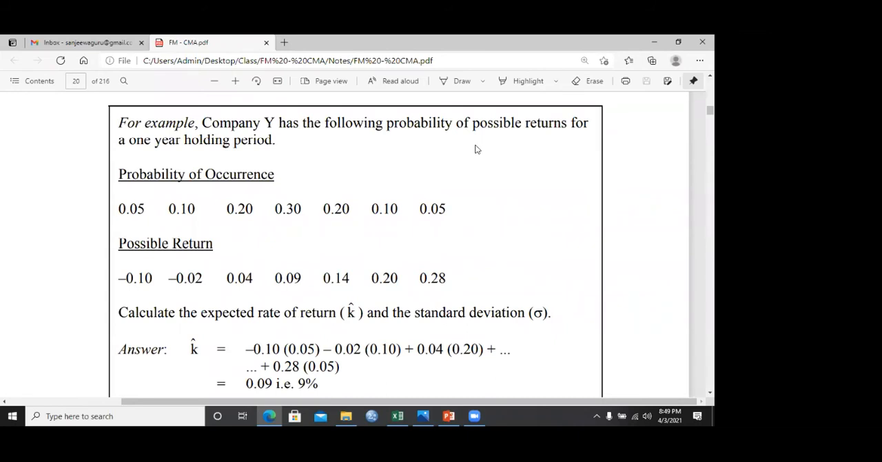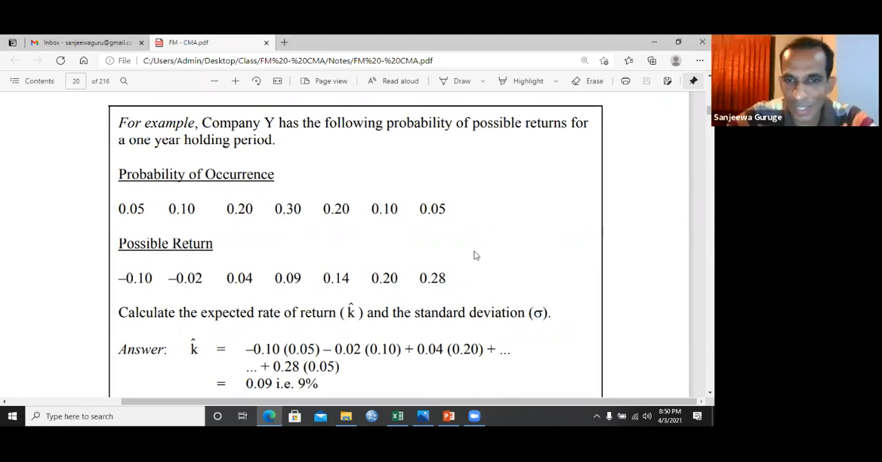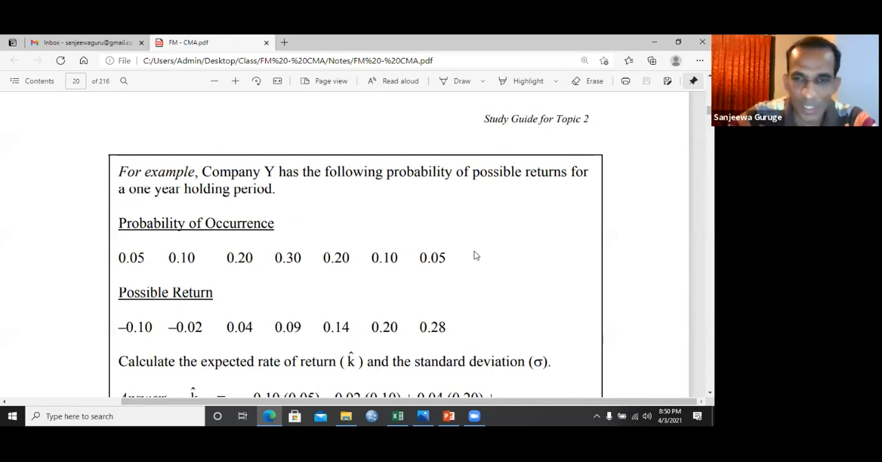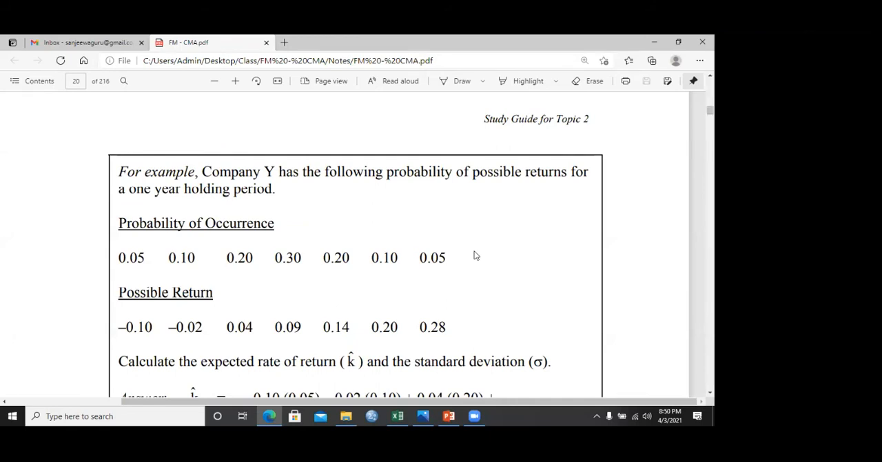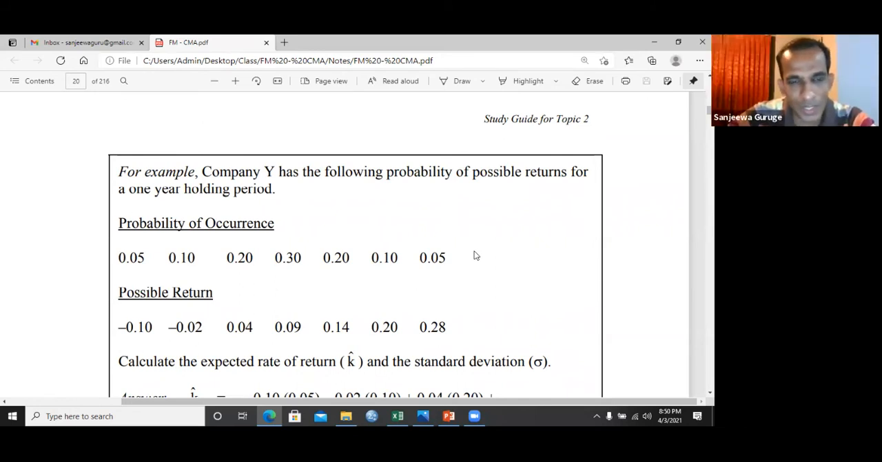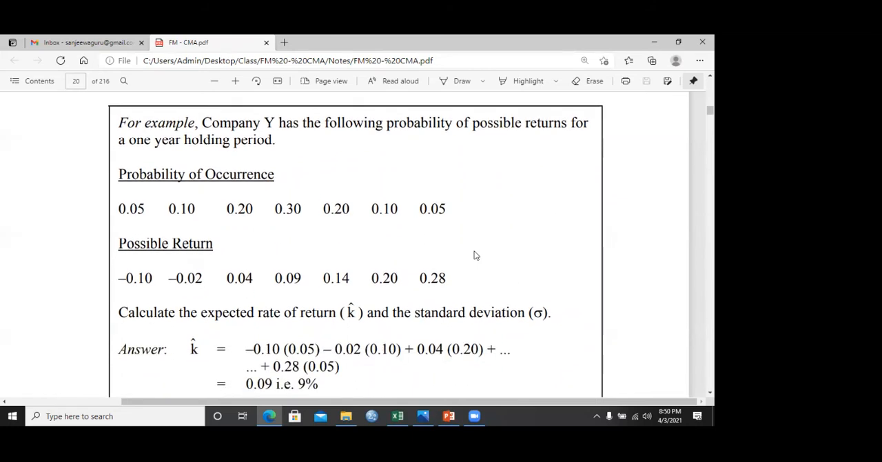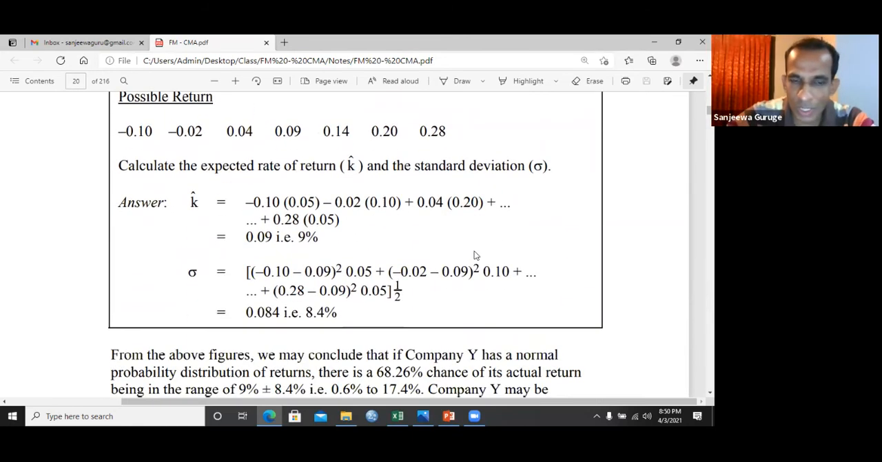8.38 standard deviation. Square root of 9%. Did you get the answer? What is the expected return? Expected return 9%, sir, and the standard deviation 8.38. Right, so you all got the answer.